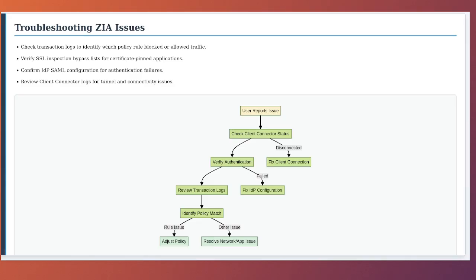Identify policy match to determine which rule is affecting traffic. Based on findings, either adjust policy if the rule is incorrect or resolve other issues such as network or application problems. This methodical approach ensures efficient problem resolution.